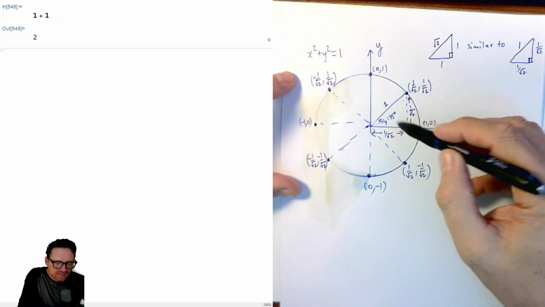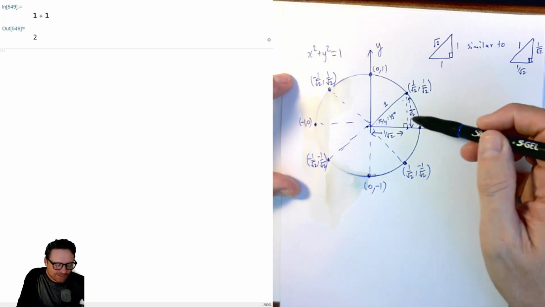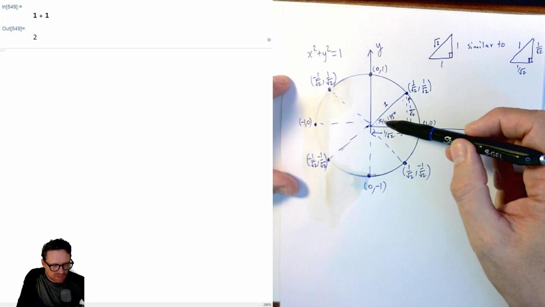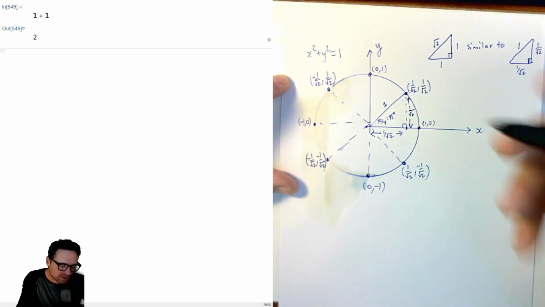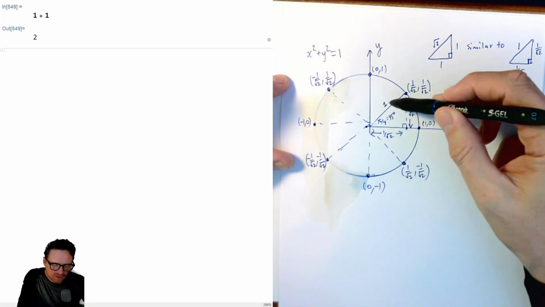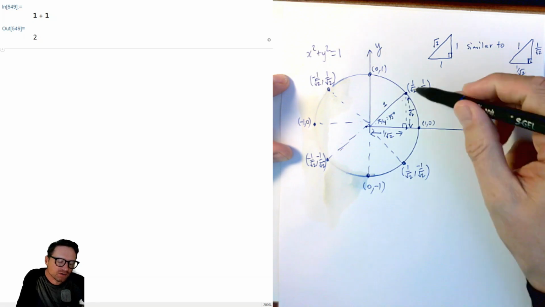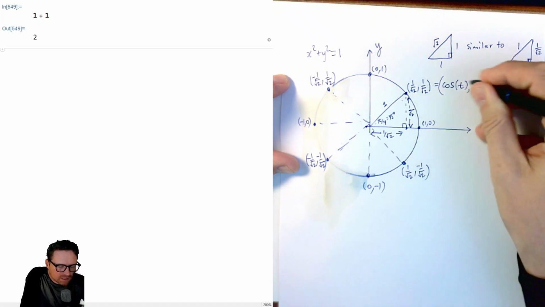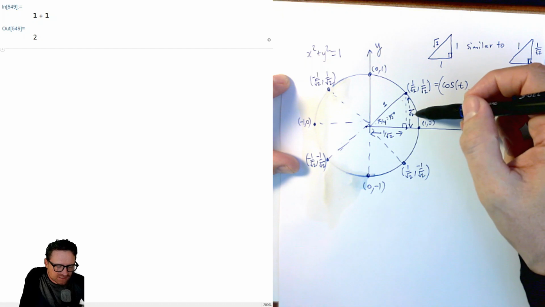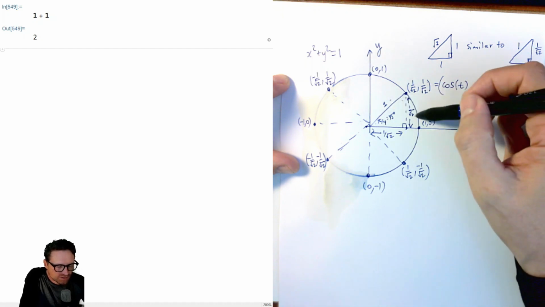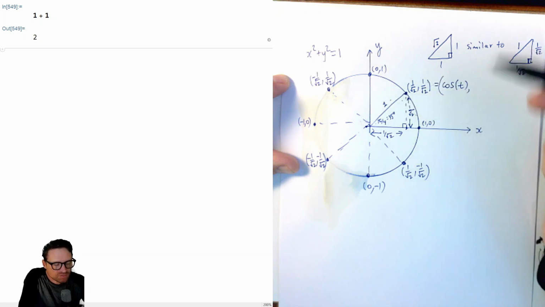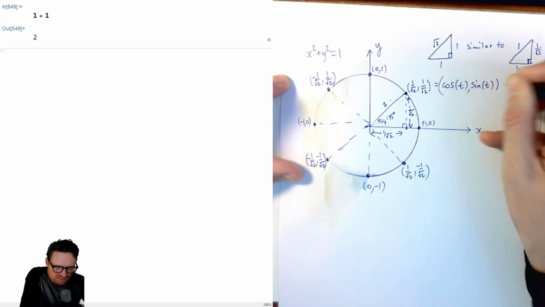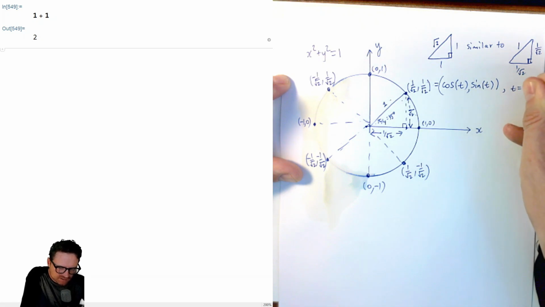All right, now let's think of this in terms of the triangle. How do we get this point? The x-coordinate is the cosine of pi on 4, because adjacent over hypotenuse here is 1 on root 2 over 1, which is 1 on root 2. So this is cos of t. The y-coordinate is sine of t, because that's opposite over hypotenuse. 1 on root 2 over 1 is 1 on root 2. So sine of t, where t is pi on 4 radians.